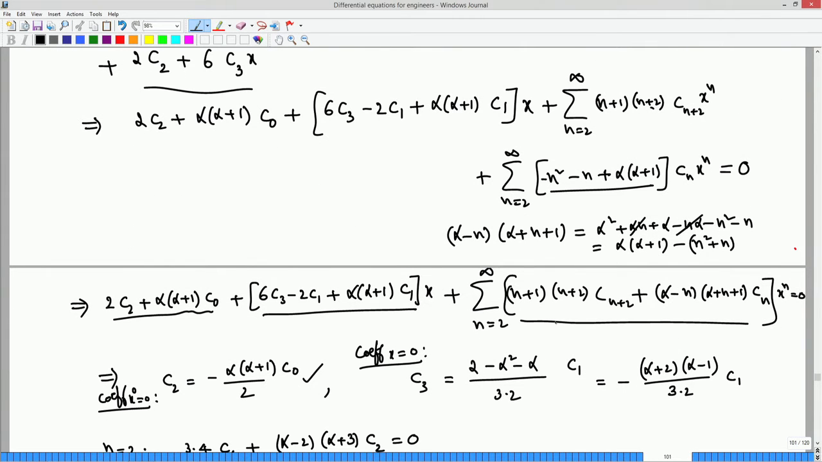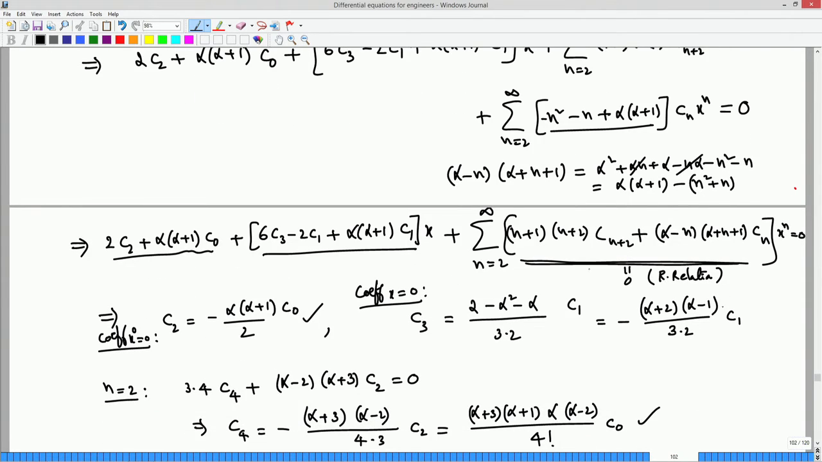This formula equal to 0 is called the recurrence relation. When you substitute the power series solution into the equation, which is equal to 0, the coefficient of every power x power n should be 0. So this is the recurrence relation. We will pick up this one, and this is for n from 2 to infinity.